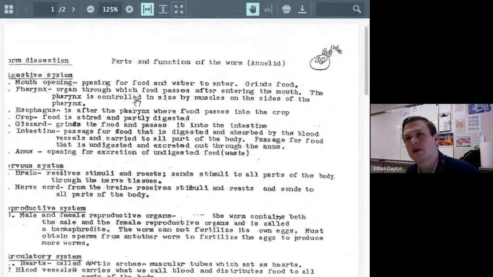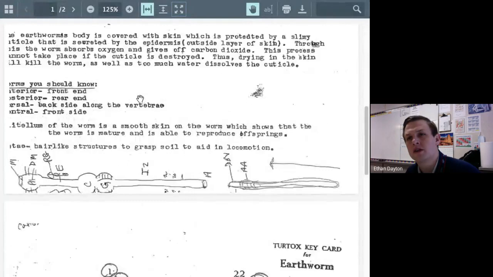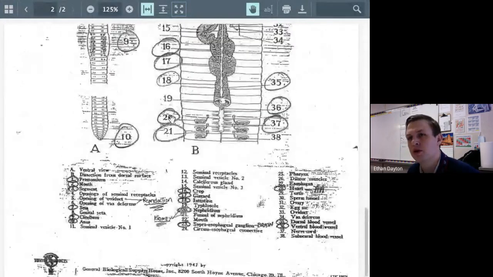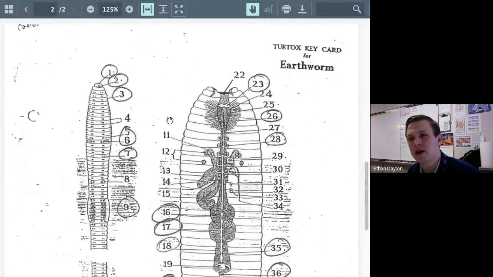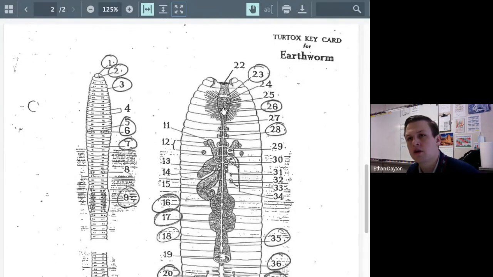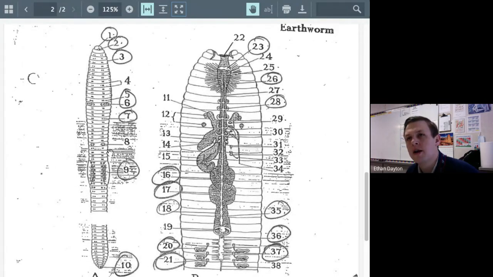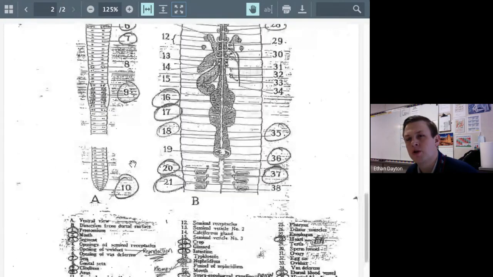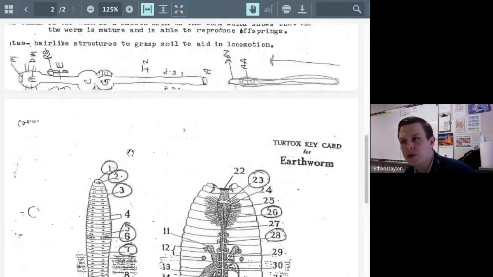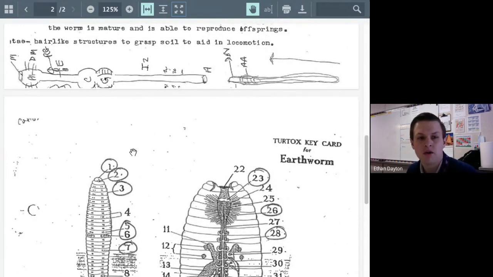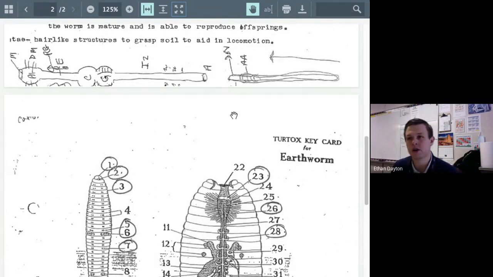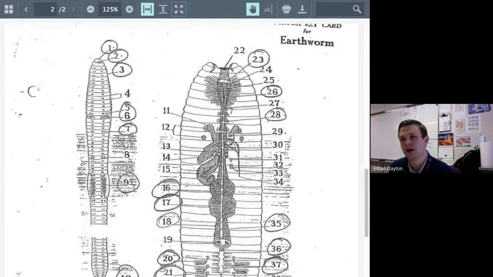These are the parts and the functions of the worm, okay? And this is the quiz that you'll be looking at tomorrow. You'll have to identify all of these circled body parts, okay? And it'll look very similar to, if not exactly like this. Perhaps a bit more simple. And you will not have a word bank. You'll need to be able to tell me the name of the organ or body part and its function or what it does, okay? Got it?